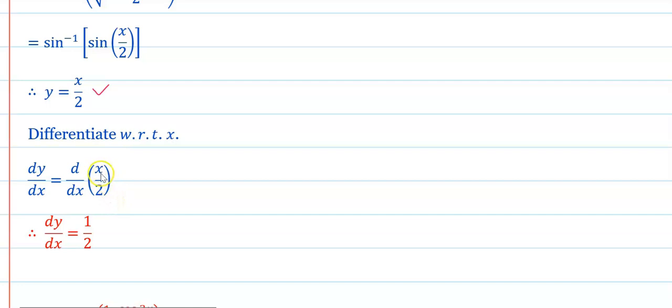Derivative of x is 1. Hence it is 1 upon 2. That is, dy by dx is equal to 1 upon 2. Okay.